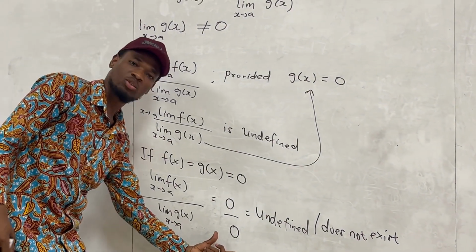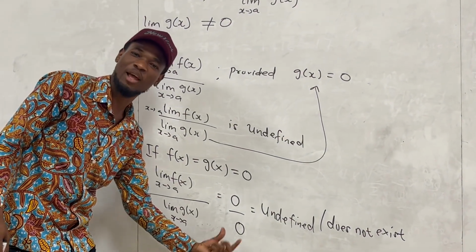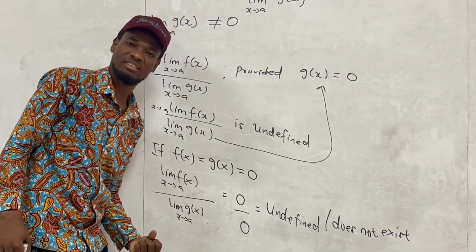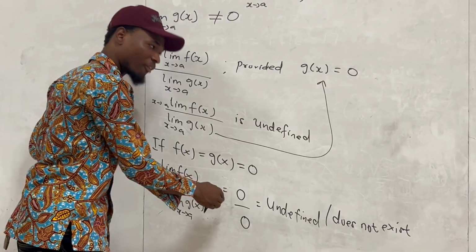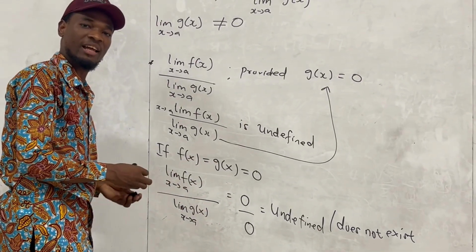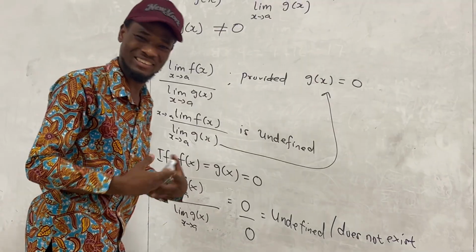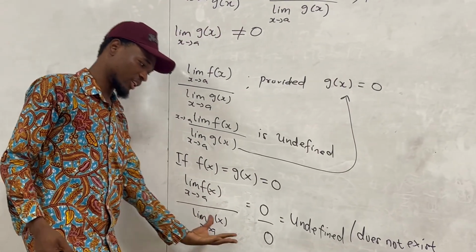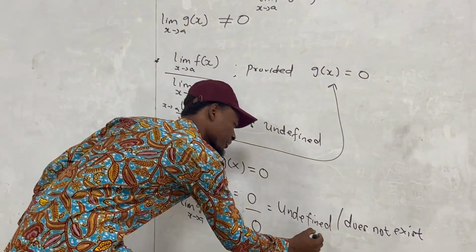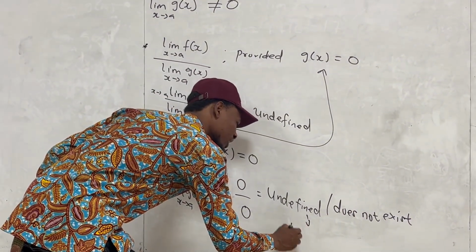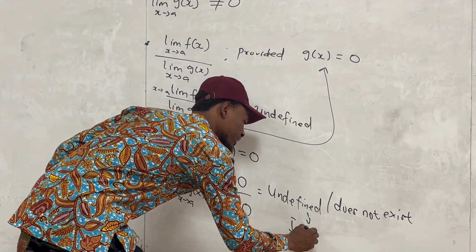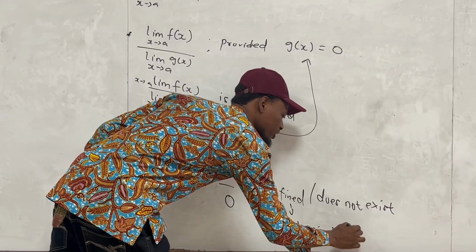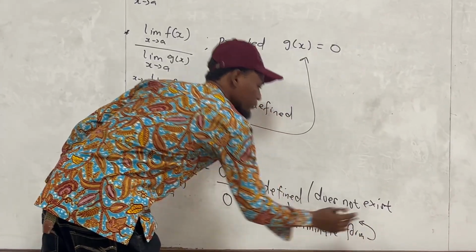Viewers, this is what we call the indeterminate form of limit of functions. So when we say a limit is indeterminate, that means it does not exist, or it is undefined. Functions of this nature are what we call undefined, so this is indeterminate. Indeterminate form.